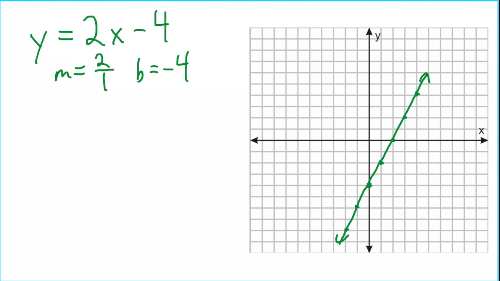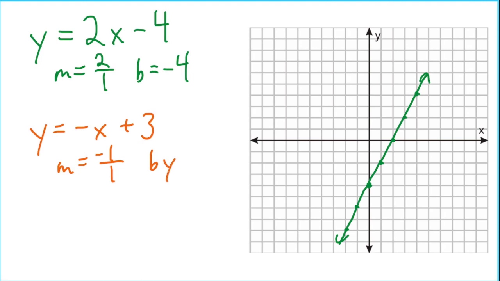Let's try another one. Let's try y equals negative x plus 3. Do you know what your slope is? On this one, there's just a negative sign. The missing number you can't see would be a negative 1. And to make it a fraction, our slope is negative 1 over 1.